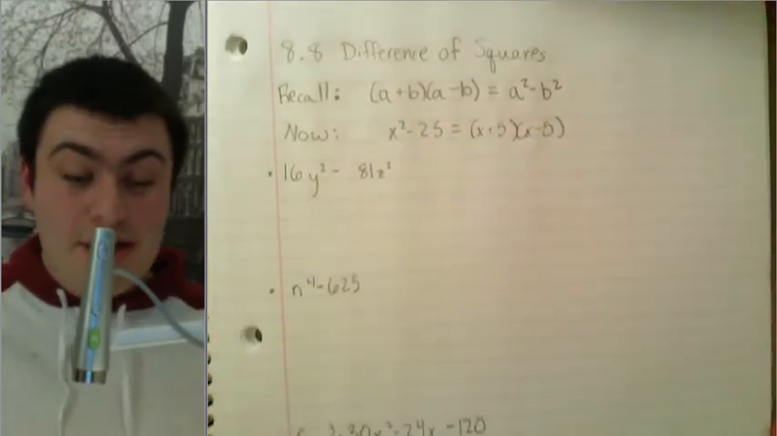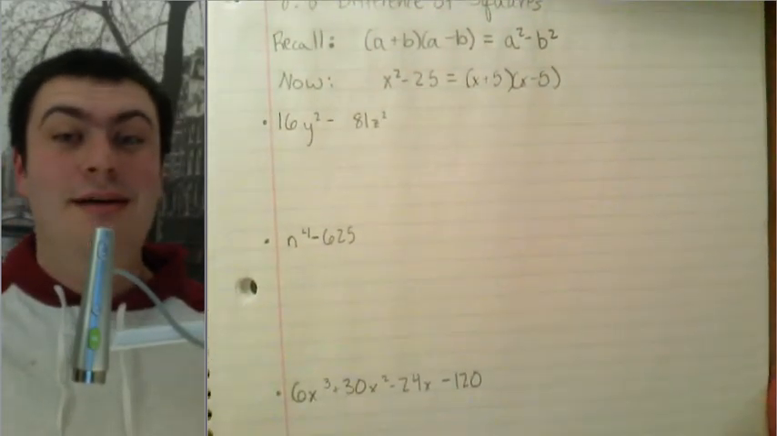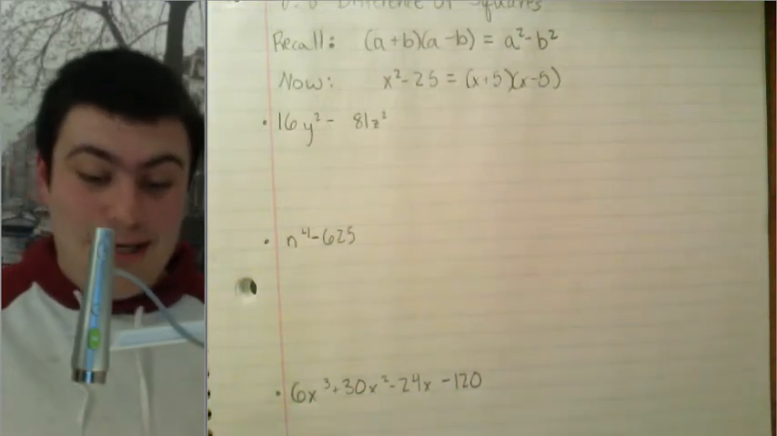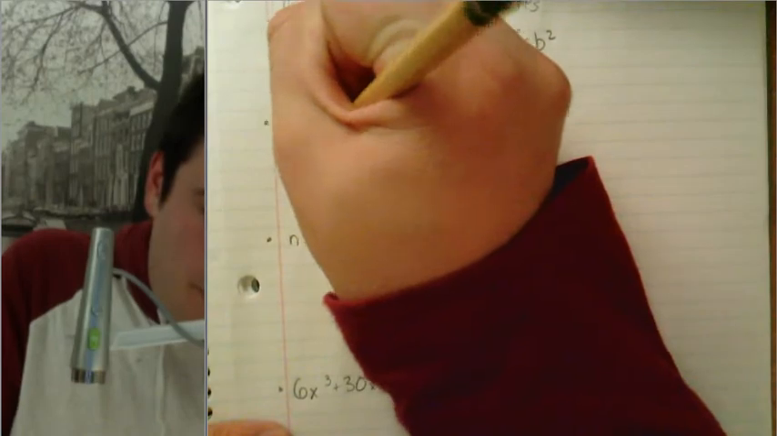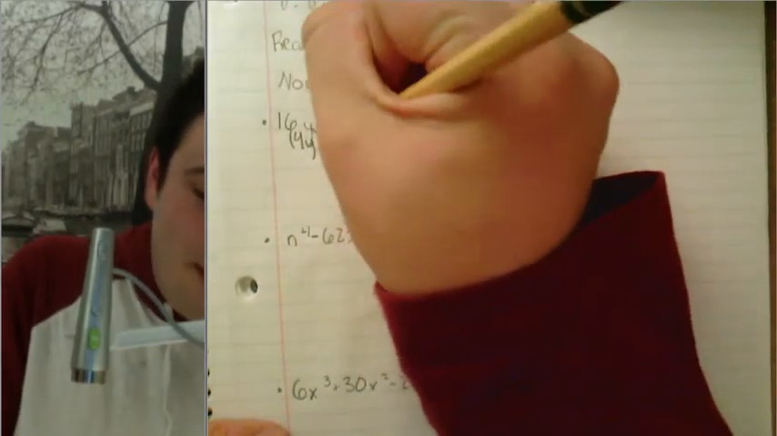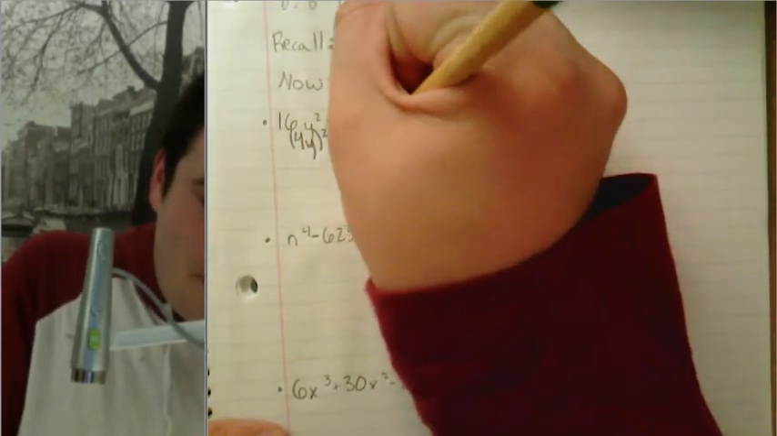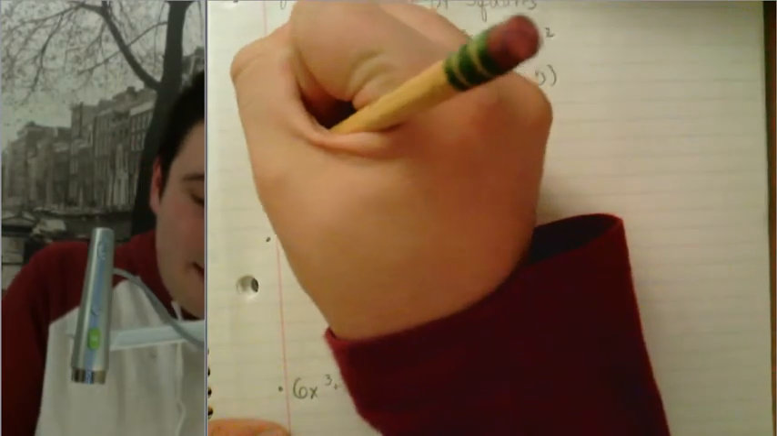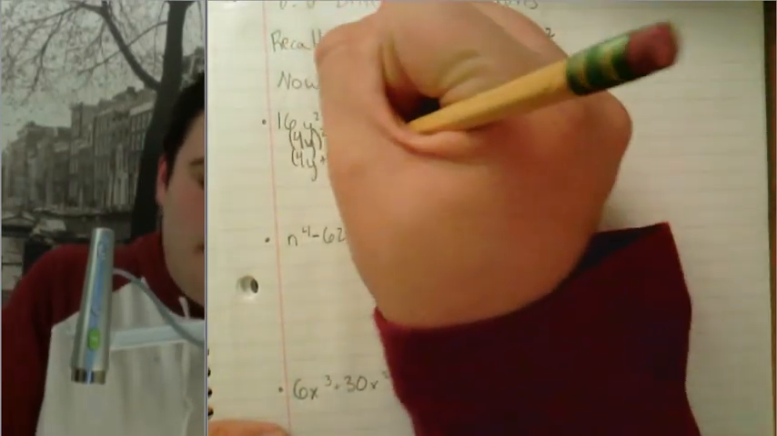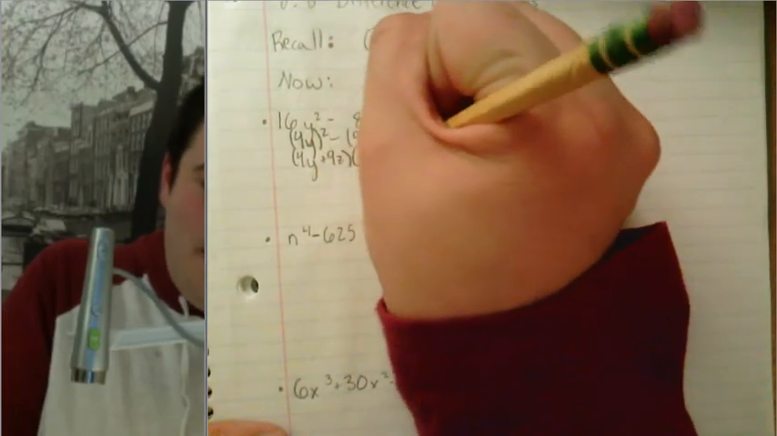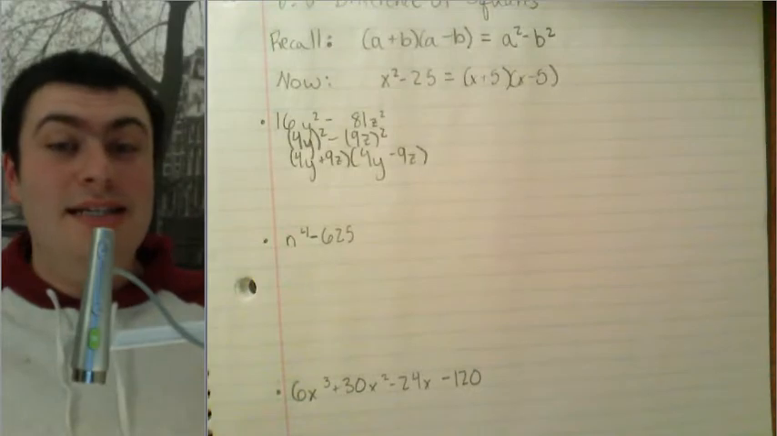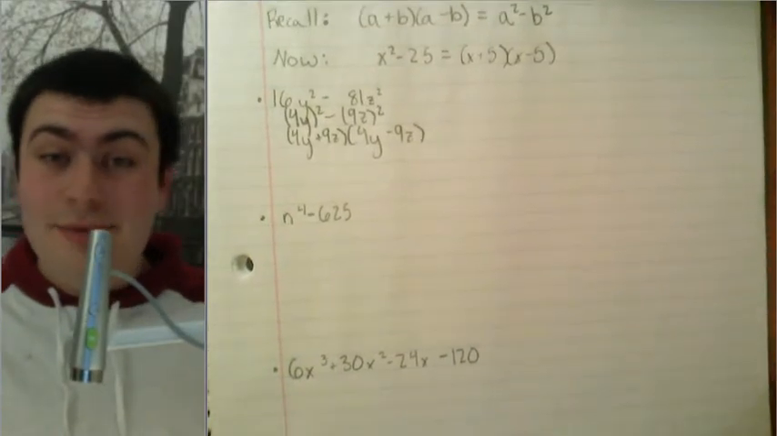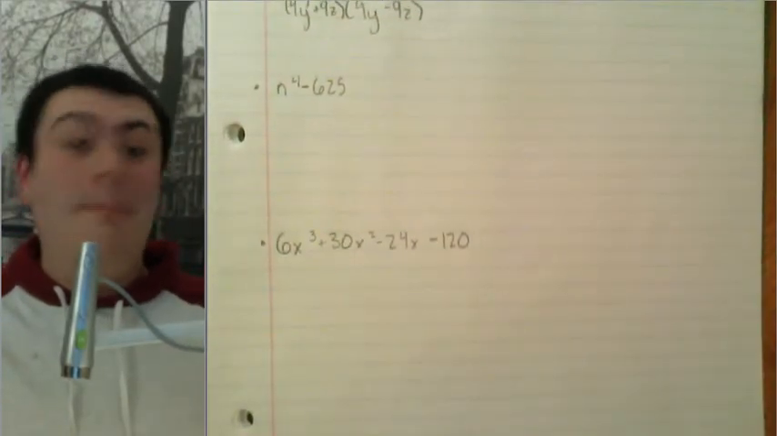So if we see 16y squared minus 81z squared, think that 16y squared is 4y squared, and 81z squared is 9z squared. So we can say that that's 4y plus 9z times the group 4y minus 9z. And there we go. We factored it. Easy as that. Now, sometimes we might have to use difference of squares multiple times.